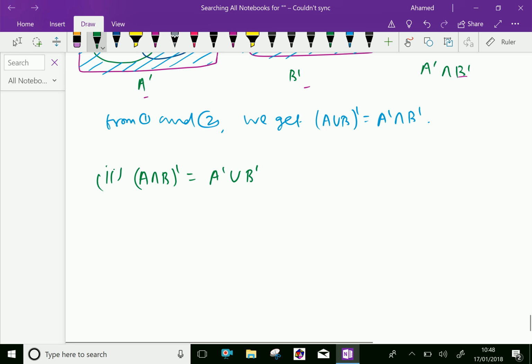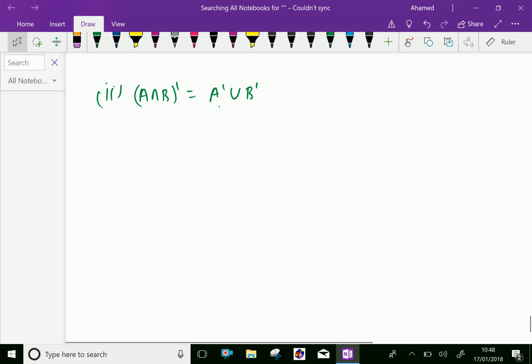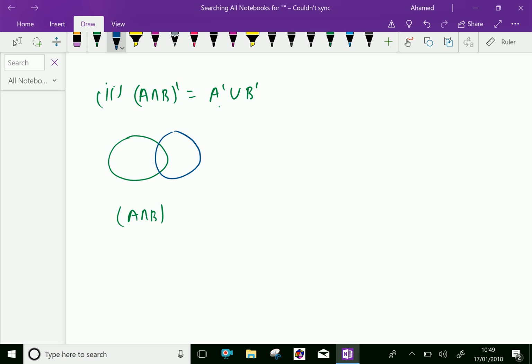Already we have A' and B'. To do it in a simplified manner, we'll do A intersection B first. This is for A and this is for B, then this is for the universal set. You have to find A intersection B, meaning the common area shared between A and B, this one.